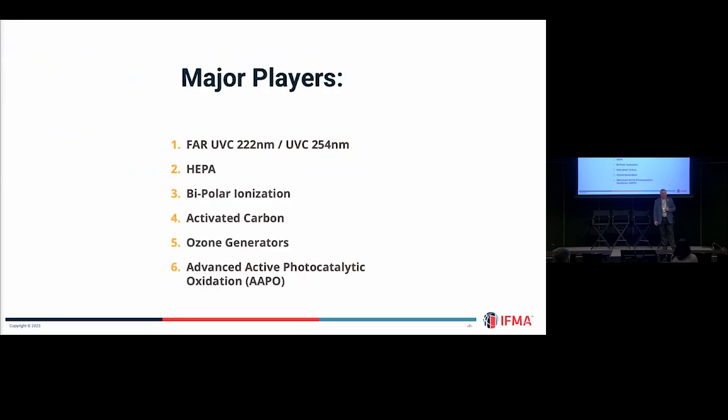So what are the major players right now in this industry? Well, there's FAR UVC 222, there's also UVC 254, there's HEPA, bipolar ionization, activated carbon, ozone generators, and advanced active photocatalytic oxidation, AAPO we'll call it, because I'm not saying that anymore. It's way too long. So what we're going to do now is go through those major players. We're going to examine them one by one. We'll look at what they can do, what they can't do, and we'll find that there is not just one player that fits all of our needs.